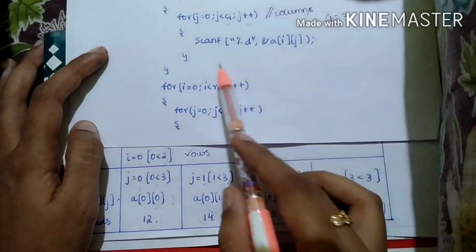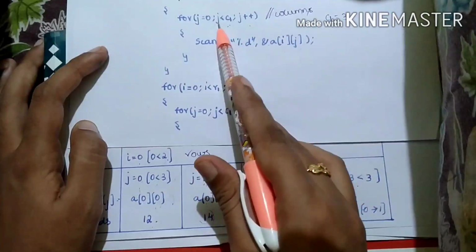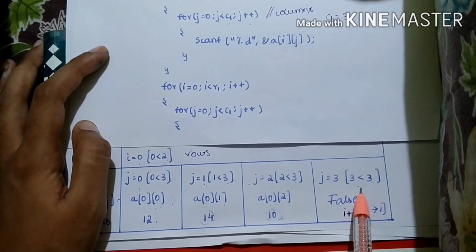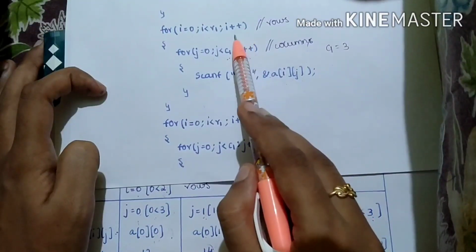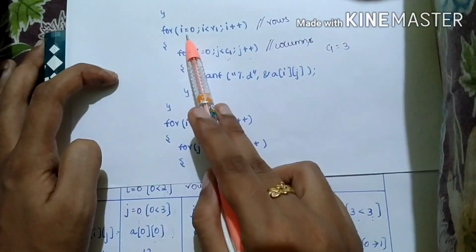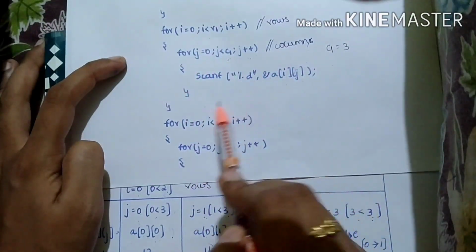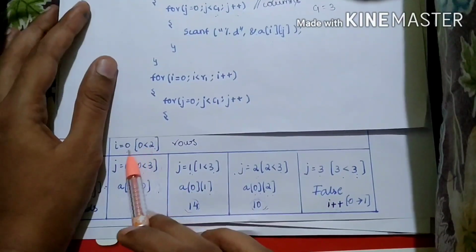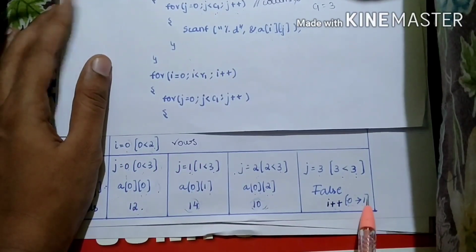Again the j value gets incremented from 2 to 3, where 3 is not less than 3, it is equal to 3. So the condition is false, so it comes out of the j loop and increments the I value, because here we have rows also, the row also must be incremented. So when the loop comes out of the j loop, I gets incremented. So I plus plus, firstly I value is 0 and it gets incremented to 1.